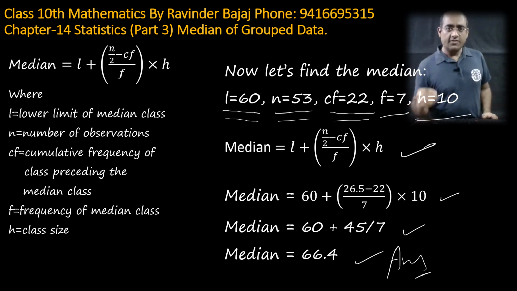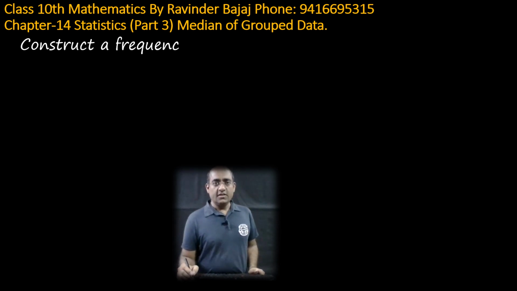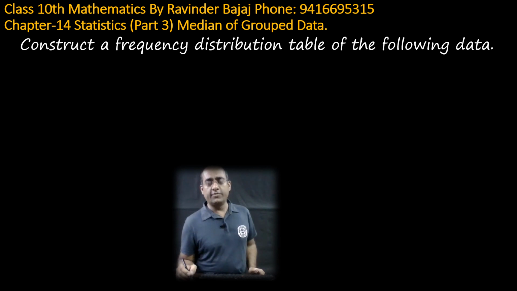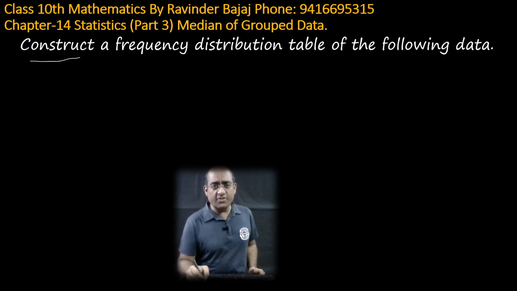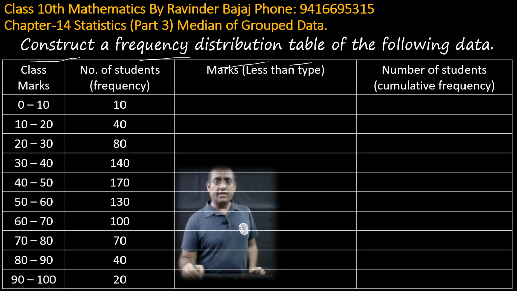Now, one more important thing. Construct a frequency distribution table for the following data. It is important to construct a frequency distribution table. But how do we find that? See, in this table, class marks and number of students, that is frequency, are given. These two columns we have to find.